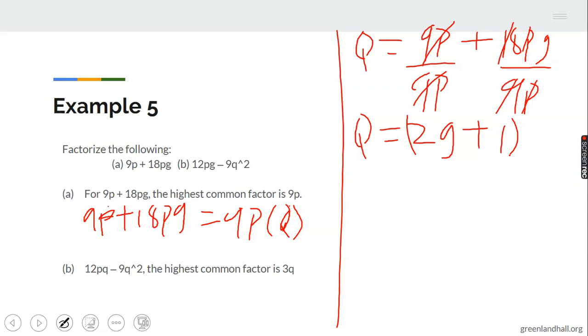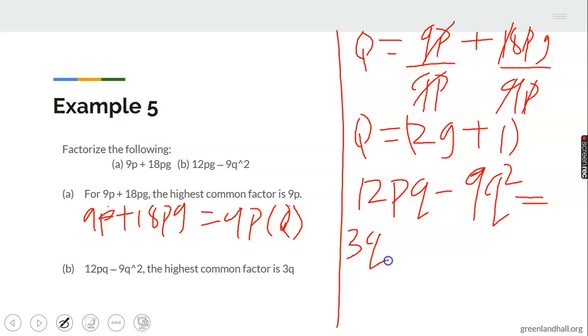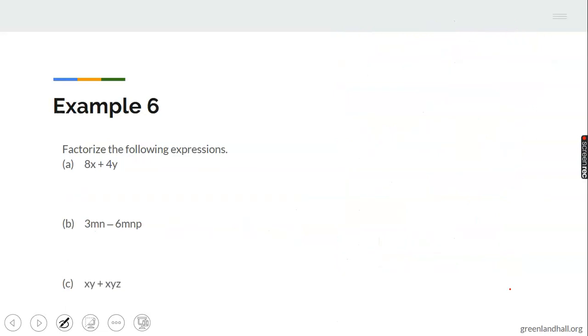Okay, let's look at the second one. We have that the highest common factor is 3q. I'm talking about the second example now. That will be 12pq minus 9q squared. So you already have the common factor to be 3q. So you just put q, which is the unknown. Do this for me. Find q. Just divide through by 3q, and you are going to have your q.